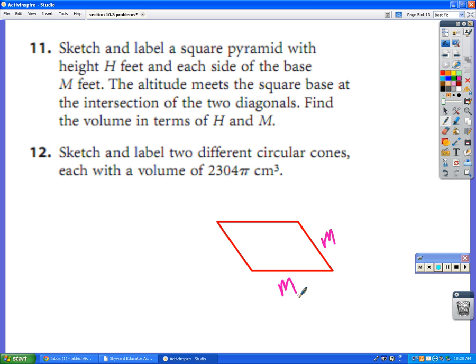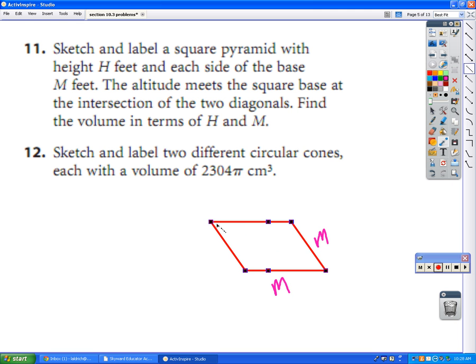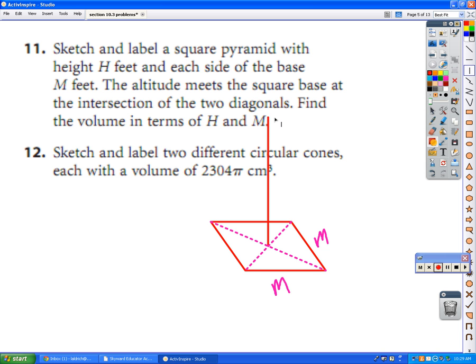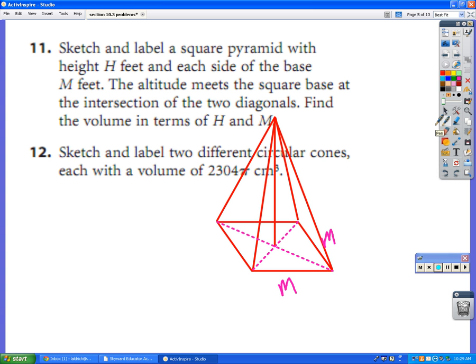So those are m. The altitude meets the square base at the intersection of two diagonals. So the two diagonals would cross right in the middle. So I need to make a height straight up from that. And then if I connect all of those to the top of that, then there is my pyramid. Okay, hold on, I'm going to figure out how to draw this thing.